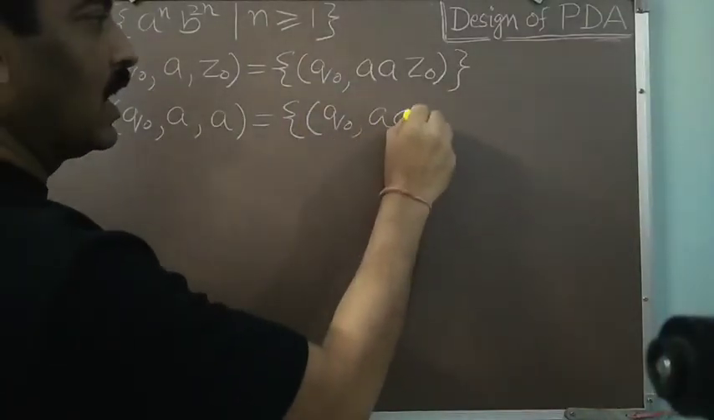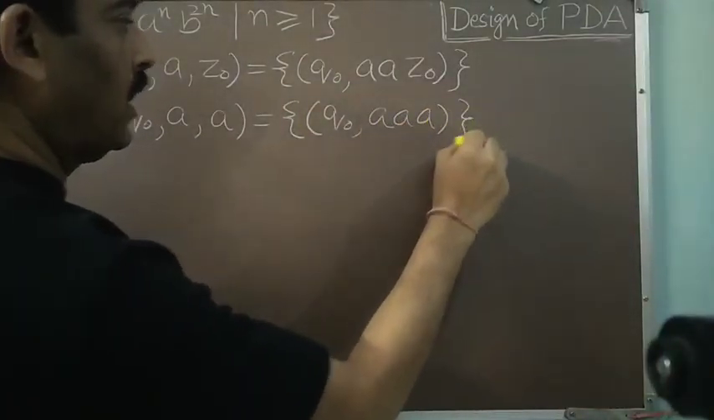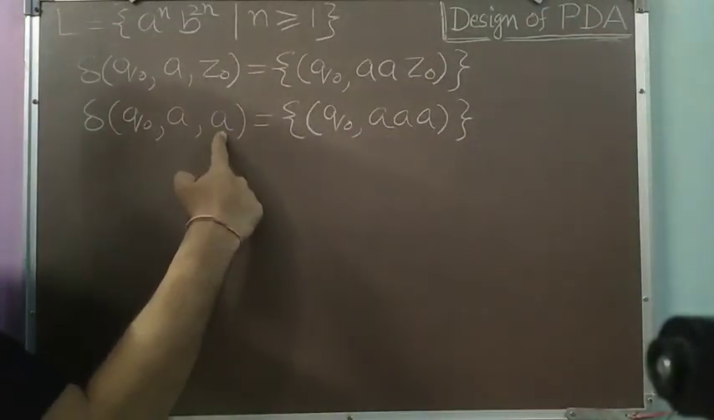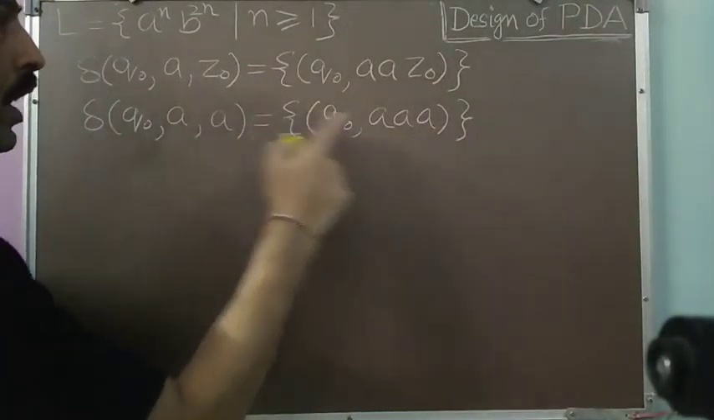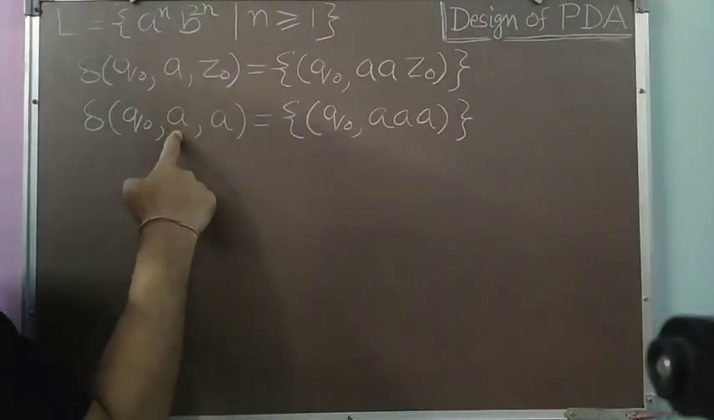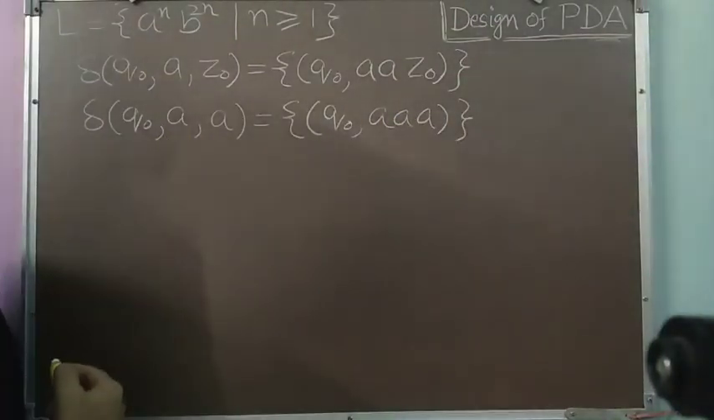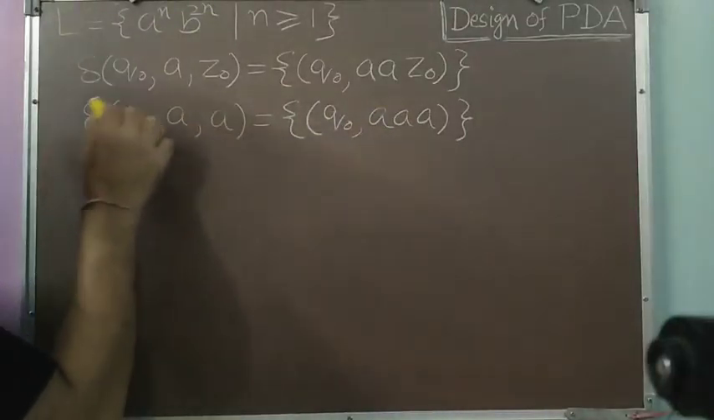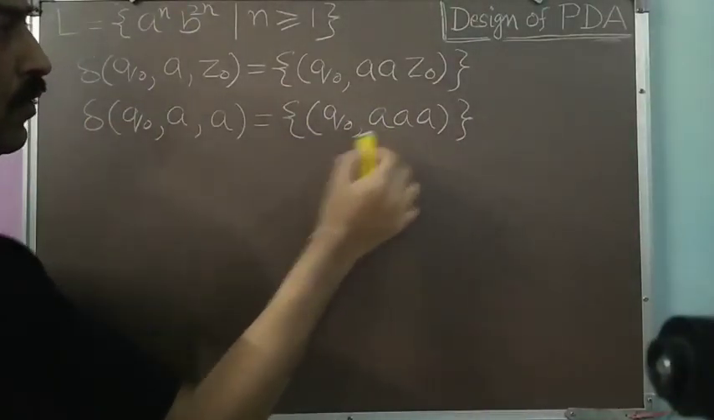So I will be writing triple A here. Why triple A? One A to maintain this A which was already on the top of the push down store, and two A's corresponding to this single A in the input. So that's why I will be writing triple A here. In this manner, now again A will be on the top of the push down store.